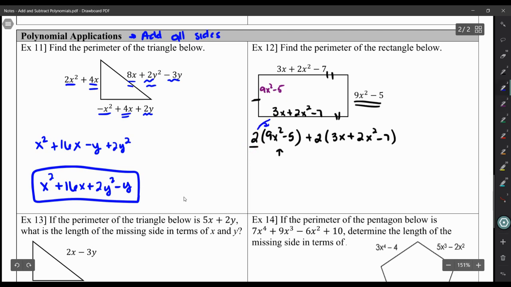We can distribute out the 2. So this becomes 18x squared minus 10. This distribute out of 2 becomes 6x plus 4x squared. Distribute out of 2 minus 14.